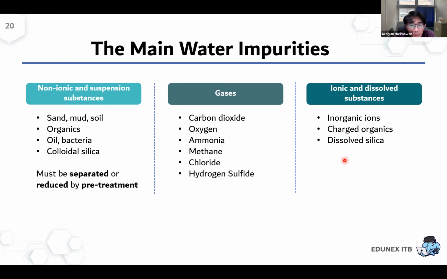That's why silica creates problems in water treatment. So if the water that needs to be used for the process contains a very high concentration of silica, it will be very, very troublesome, because it requires significant effort to remove the silica.